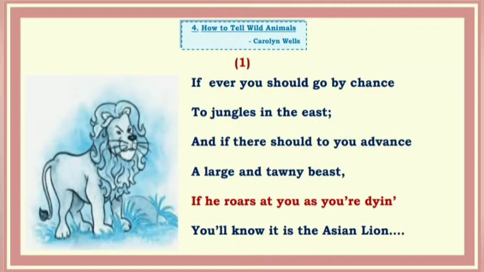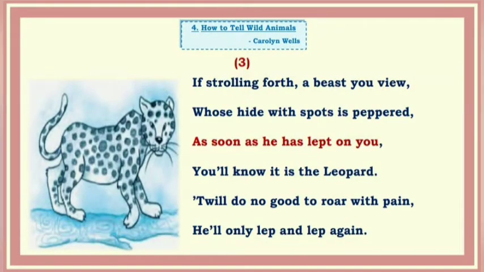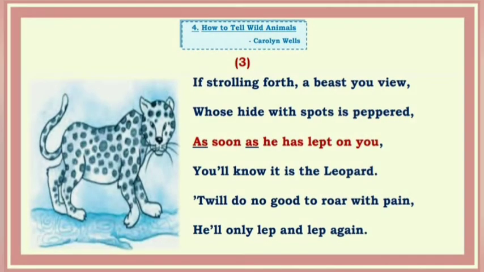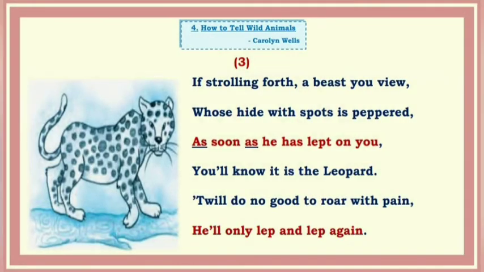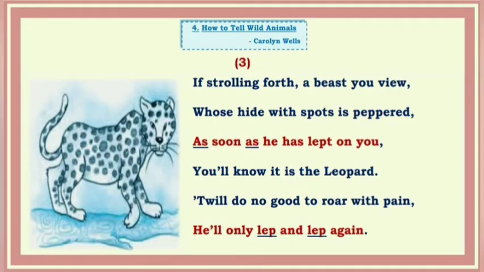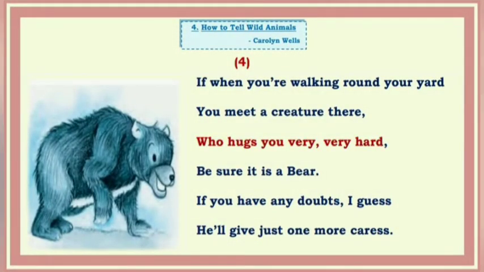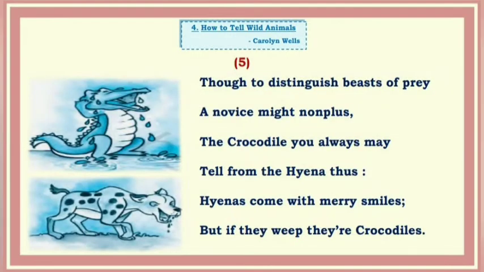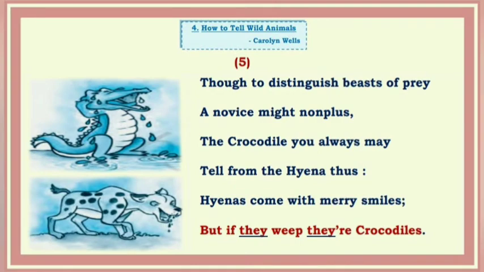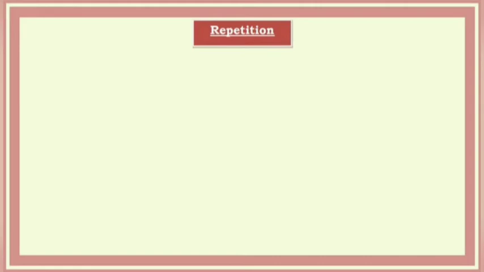In the line, if he roars at you as you are dying, the word you is repeated. In the line, as soon as he has leapt on you, the word as is repeated. In the line, he will only lap and lap again, the word lap is repeated. In the line, who hugs you very, very hard, the word very is repeated. In the line, but if they weep, they are crocodiles, the word they is repeated. So, these are the examples of repetition in the poem.